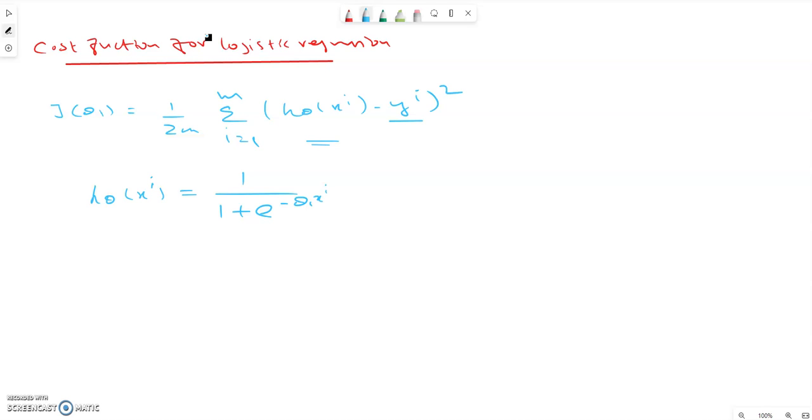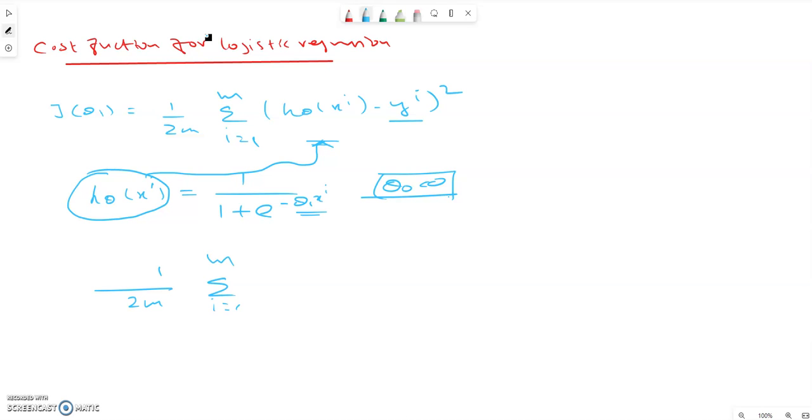Now what I'm doing here is assuming that the line is passing through 0, so that my intercept theta naught is equal to 0. That's why I just got theta 1 into x_i here. Now I'm trying to substitute this equation into this linear regression cost function. Let me write that: 1 by 2m, i = 1 to m, (1 by 1 plus e to the power of minus theta 1 into x_i, minus y_i) whole square.